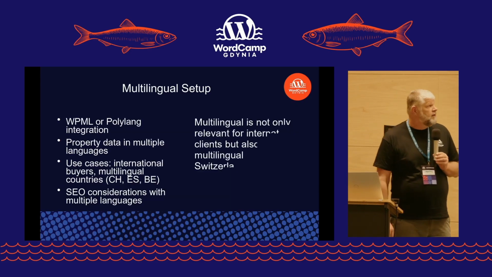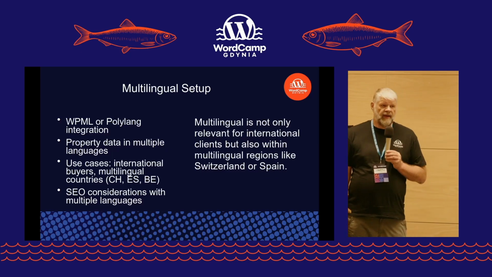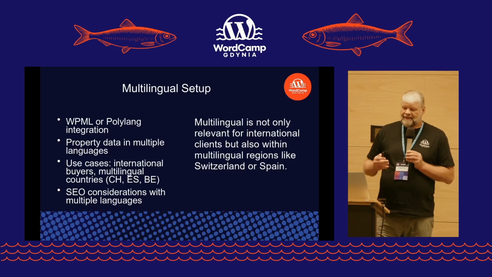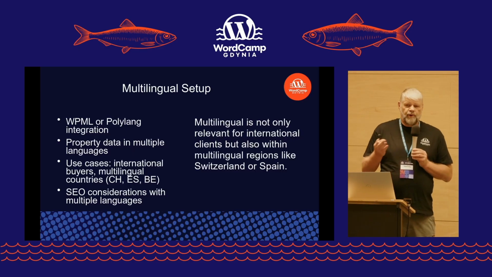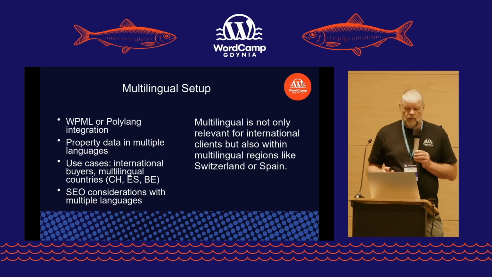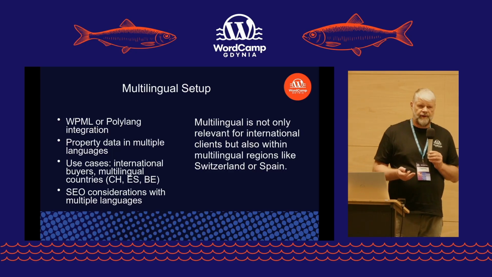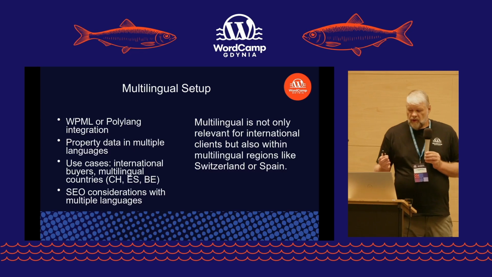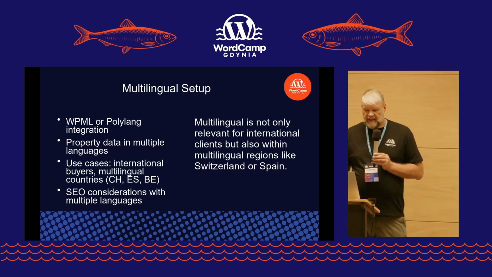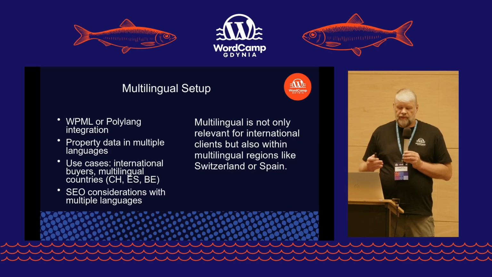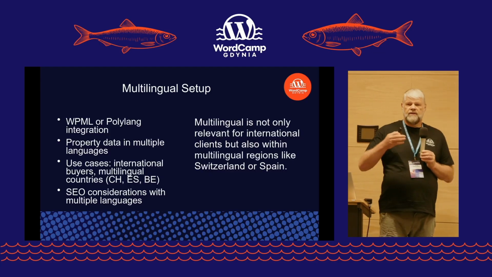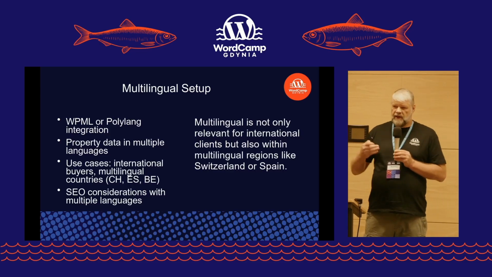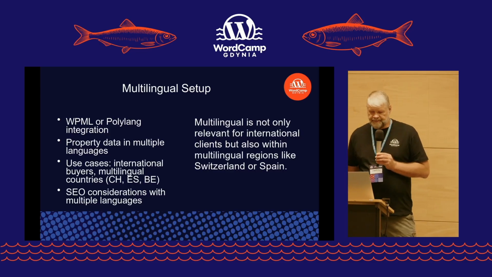One requirement a lot of real estate websites have is a multilingual setup. It's important for international buyers, but also within single countries it's necessary. Not in Poland, but think about Spain, where you have not only Spanish but also Catalan, Valencian, and Galician. Or in Switzerland, you have French, German, and Italian. So this is always a multilingual website, even if you target only one special market.